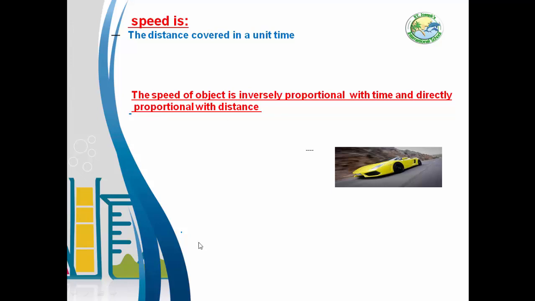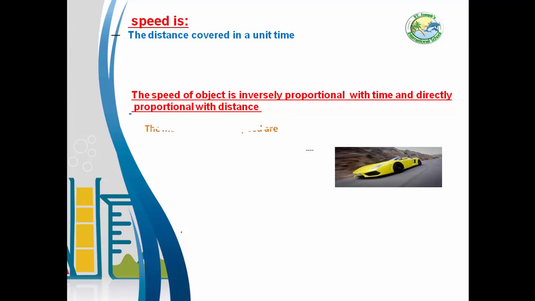If you remember, the car which covers a longer distance has higher speed, so it is directly proportional. When the distance increases, the speed increases. And also the car which takes less time is faster, so it's inversely proportional. When the time decreases, the speed increases. The speed of an object is inversely proportional to the time and directly proportional to the distance.